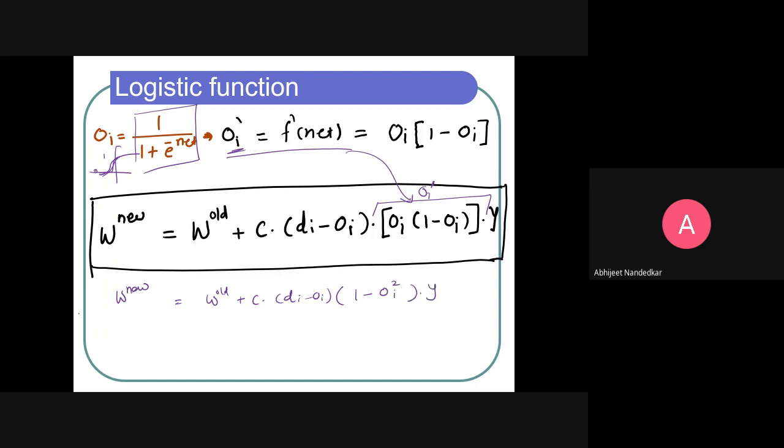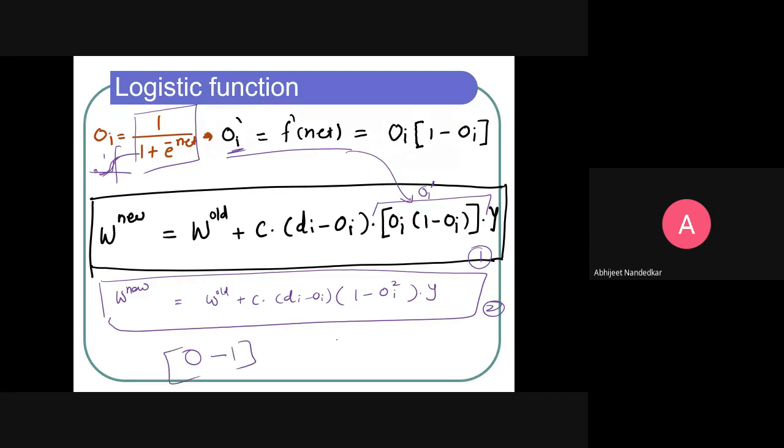So W new is equal to W old plus C into DI minus OI into 1 minus OI square into Y. You will use, say, equation number 2 when you are using the tanh function. You will use equation number 1 when you are using the logistic function. Remember, logistic gives you output in the range 0 to 1, and tanh gives you output in the range minus 1 to plus 1.